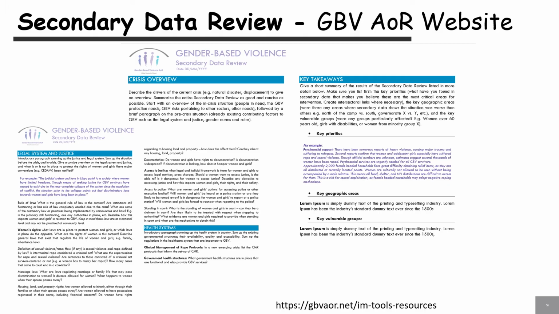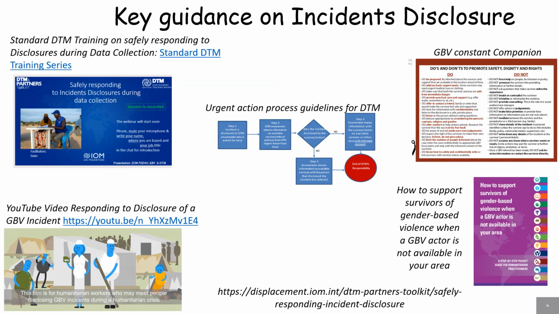We mentioned before that it's always important to do secondary data review. You can start off from the Global GBV AoR website, and also consider others in terms of academia and other materials that might be there. There's additional material on how to handle incident disclosures or GBV disclosures. You have the GBV Constant Companion. You have how to support gender-based violence when a GBV actor is not available in your area. Please review and check these materials.